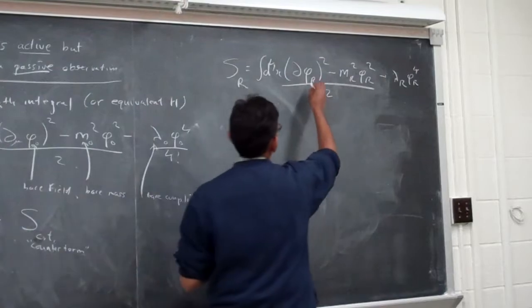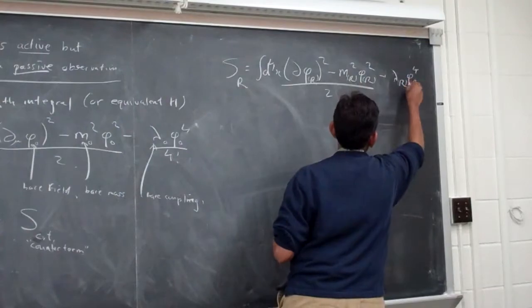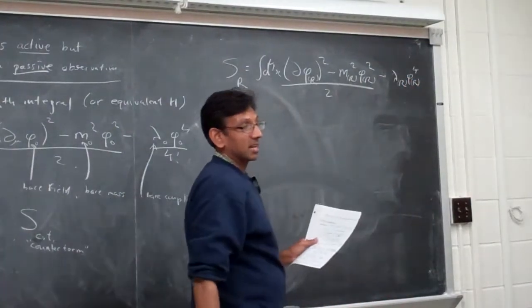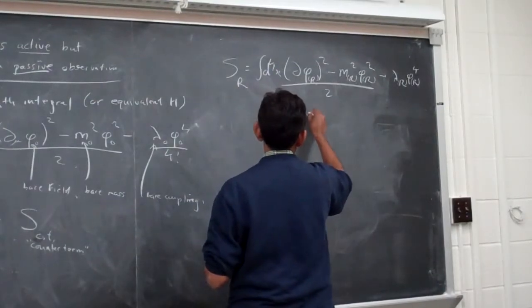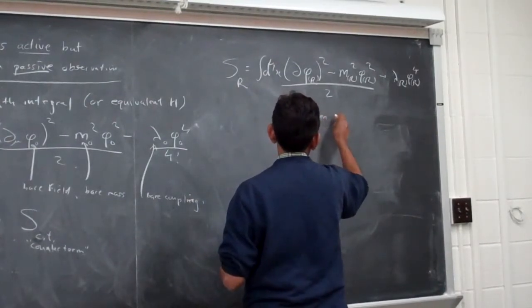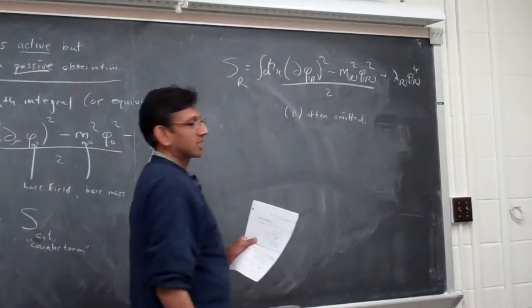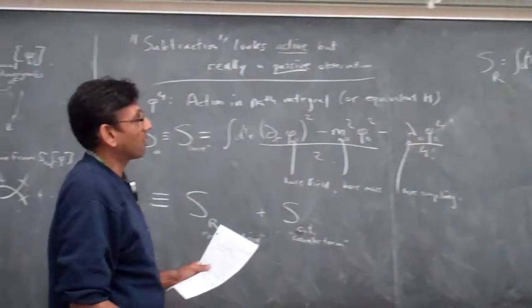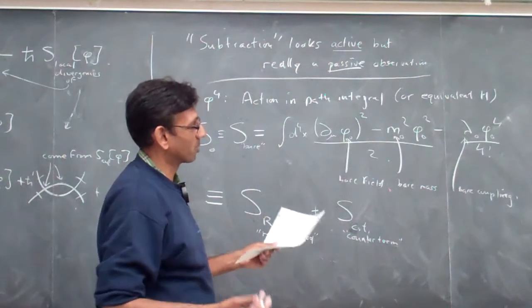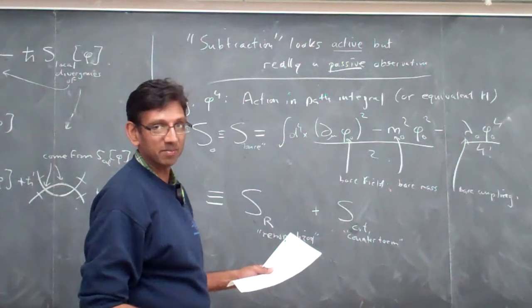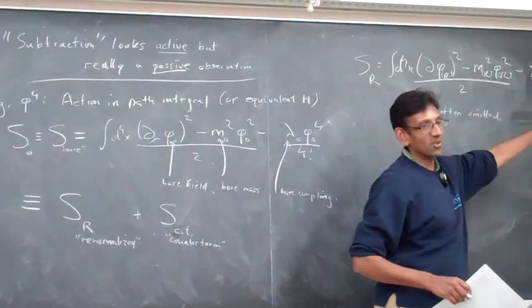I'm going to put parentheses around these to say that in practice, the default is that if you don't bother to write that subscript R, you're talking about the renormalized field, the renormalized mass parameter, and the renormalized coupling. Okay, right now I'm emphasizing its existence by explicitly writing the R.